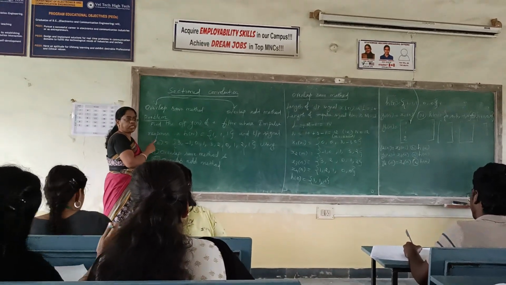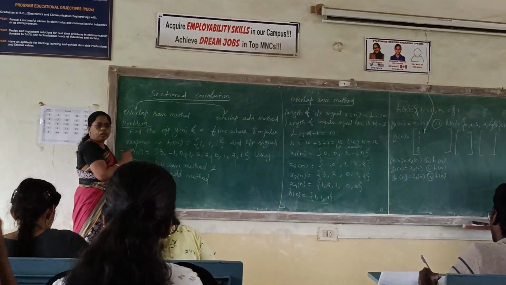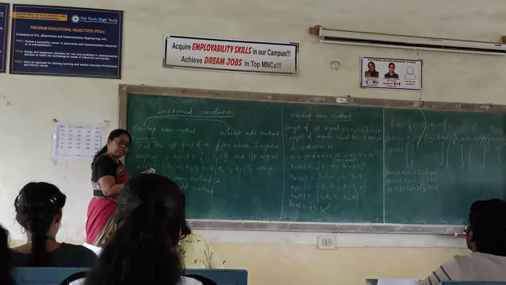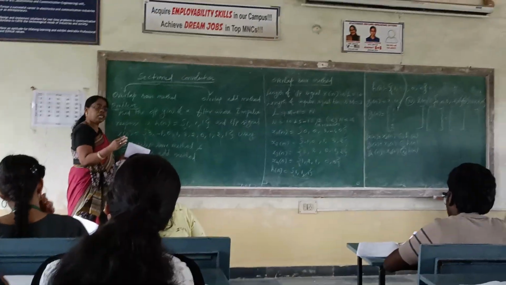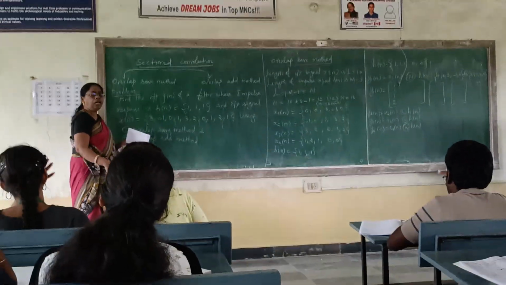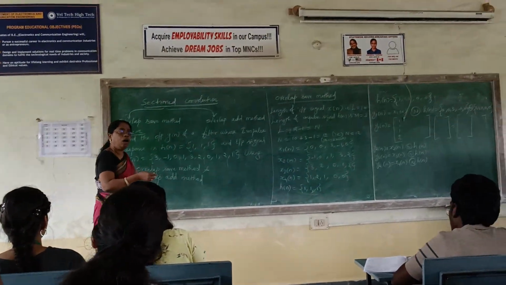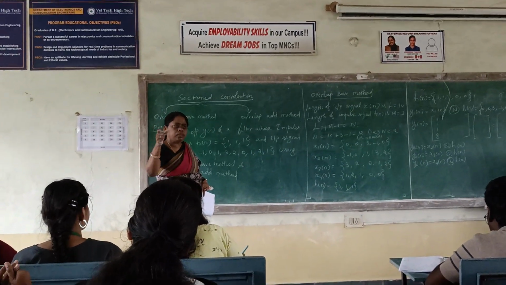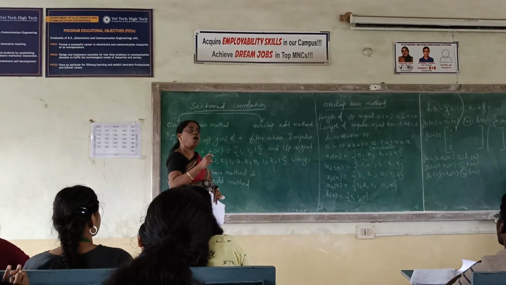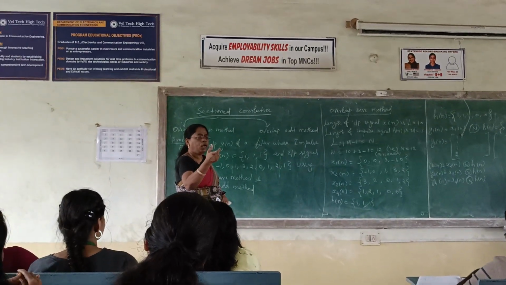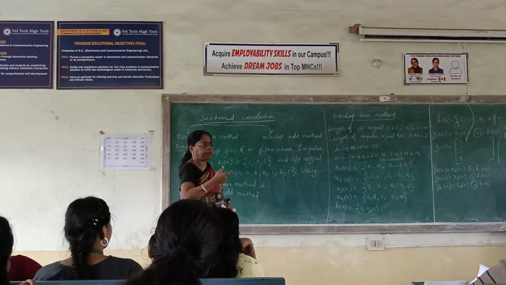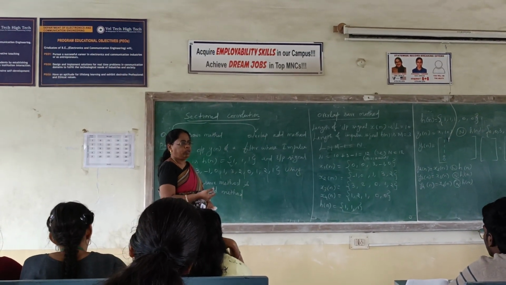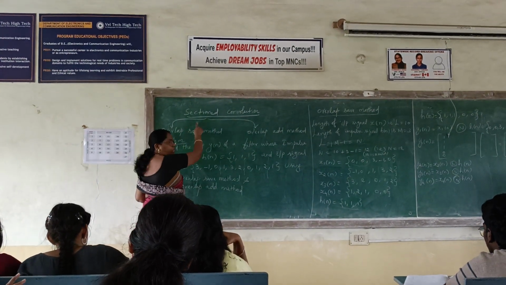Already I told you about sectional convolution. What is that? Instead of multiplying the long duration sequence with the impulse signal, you are taking blocks, dividing it into small blocks and convolving each block with the impulse signal, to reduce the processor time and to reduce the computation also. So that is called sectional convolution.